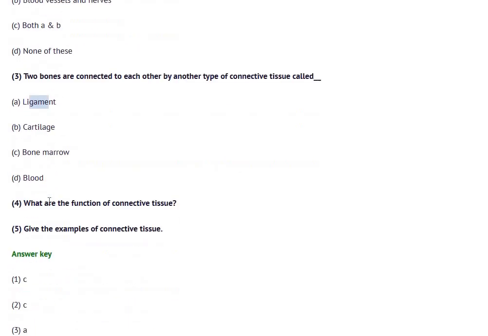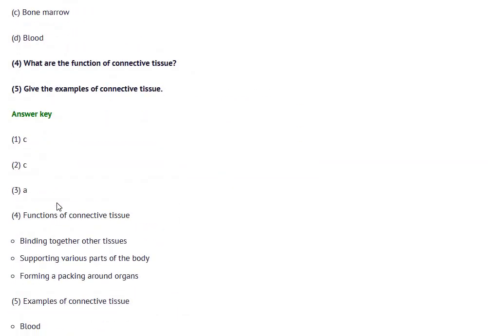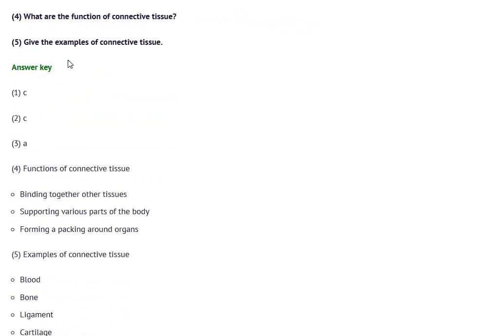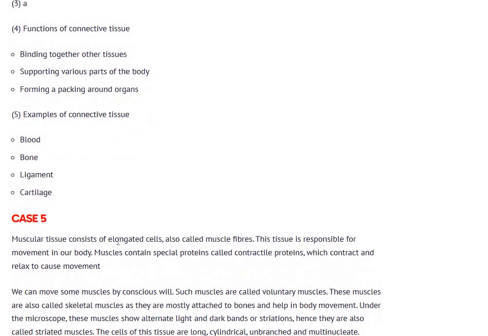What is the function of connective tissue? To join something, binding the organ binding to bones and all. And give an example of connective tissue. So connective tissue: ligament, tendon, cartilage, bone, blood, etc.